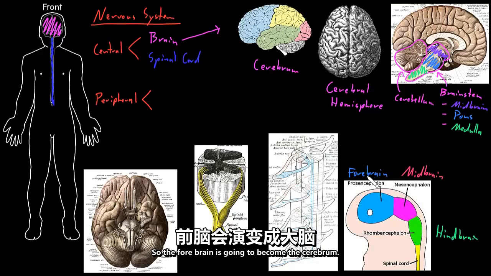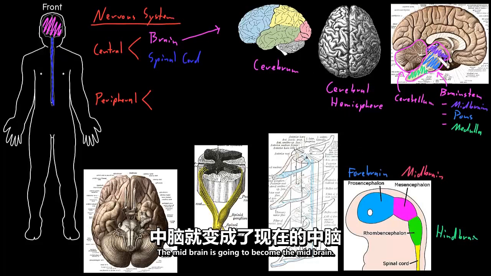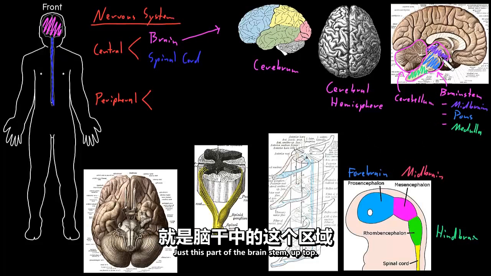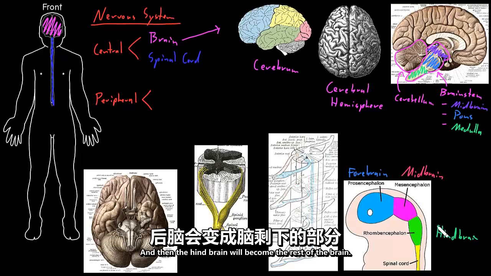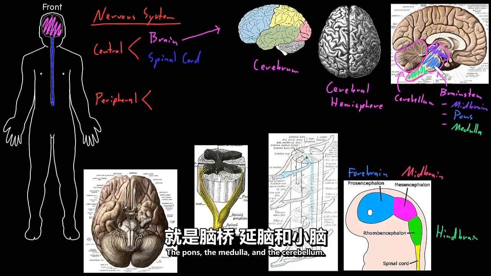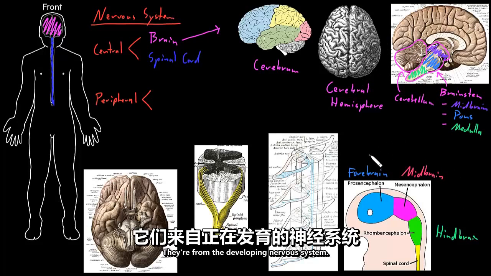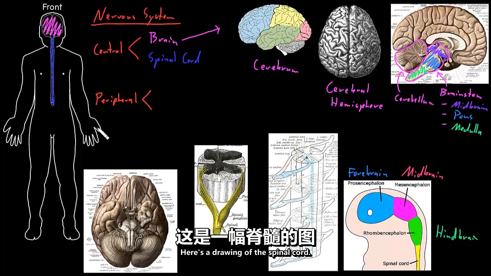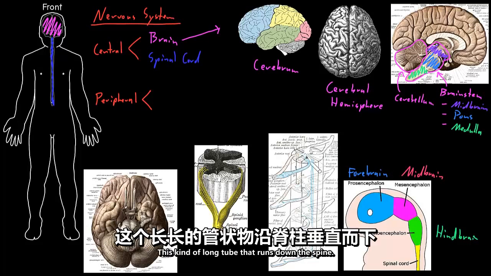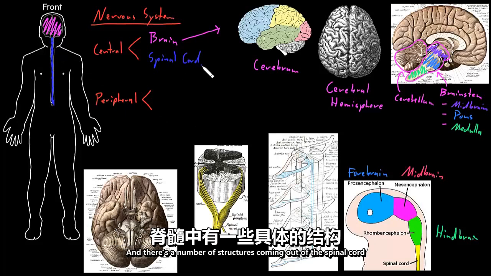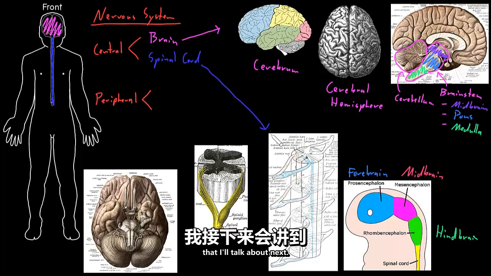So the forebrain is going to become the cerebrum. The midbrain is going to become the midbrain, just this part of the brainstem up top. And then the hindbrain will become the rest of the brain, the pons, the medulla, and the cerebellum. So just in case you hear people referring to structures in the brain by these names, that's where those names come from. They're from the developing nervous system. Here's a drawing of the spinal cord, this kind of long tube that runs down the spine. And there's a number of structures coming out of the spinal cord that I'll talk about next.